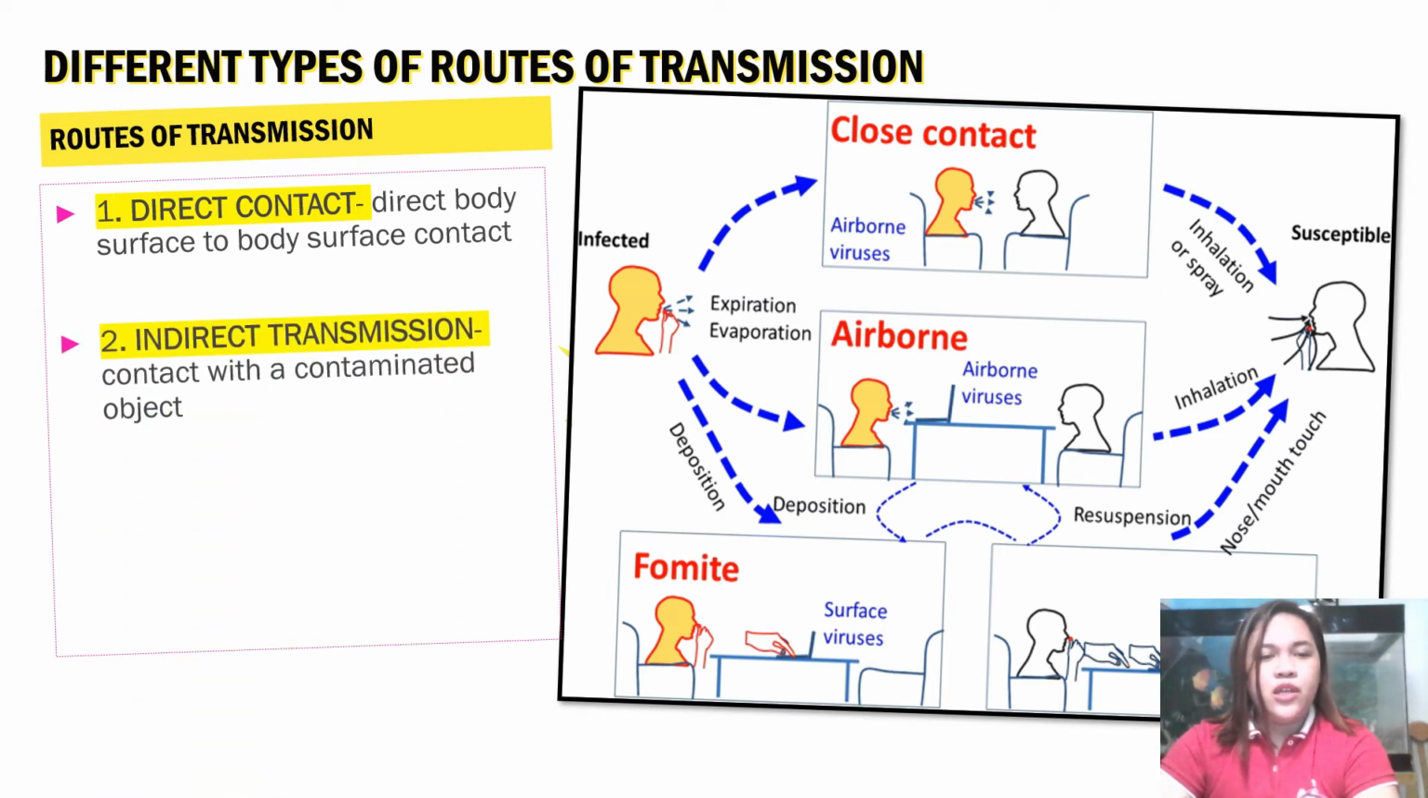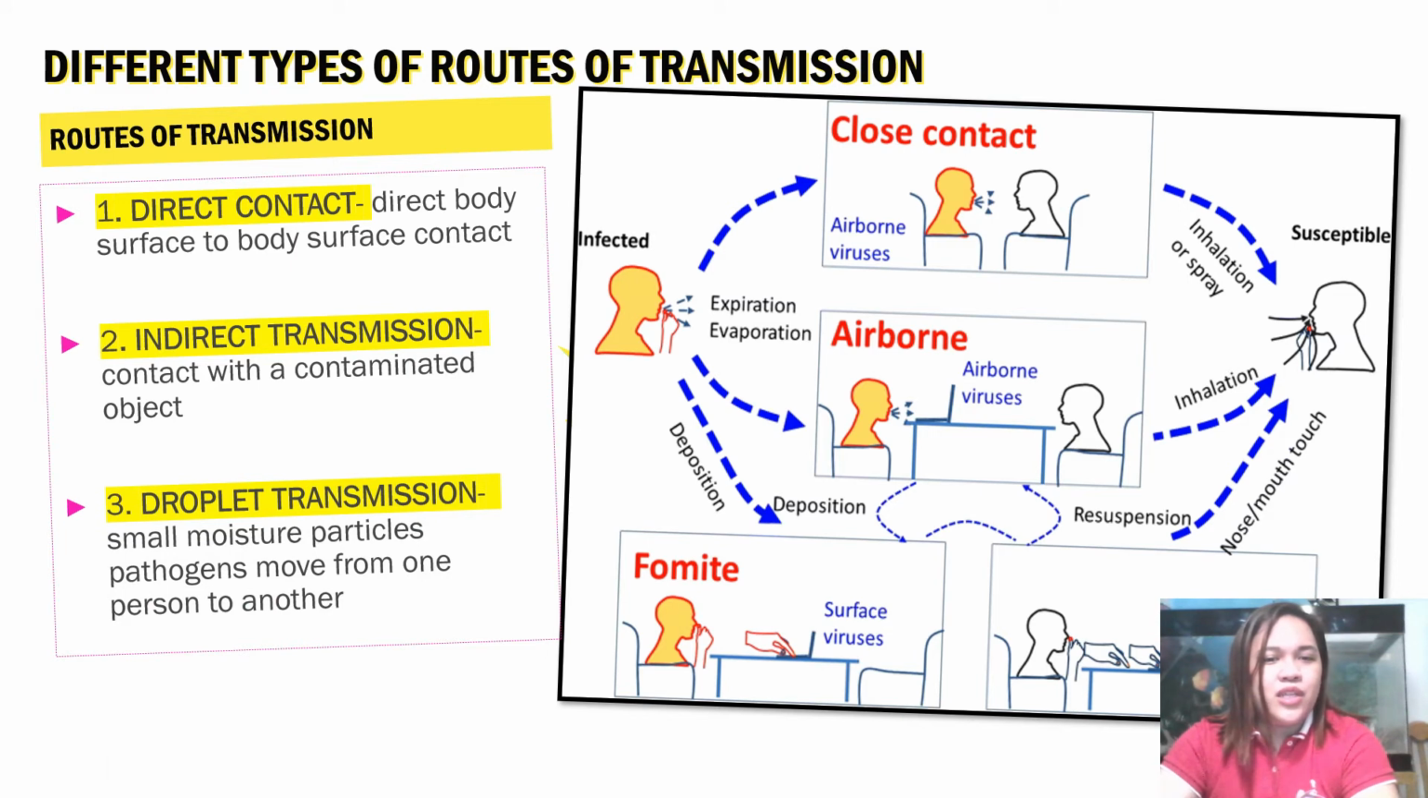Indirect transmission is when you use a contaminated object that is used by the person who is sick or has an infection. Example, using personal things such as lipstick, comb, clothes, right? So if a person has a body odor, you can contract it by using his or her clothes, or even his or her towel. Next is droplet transmission.